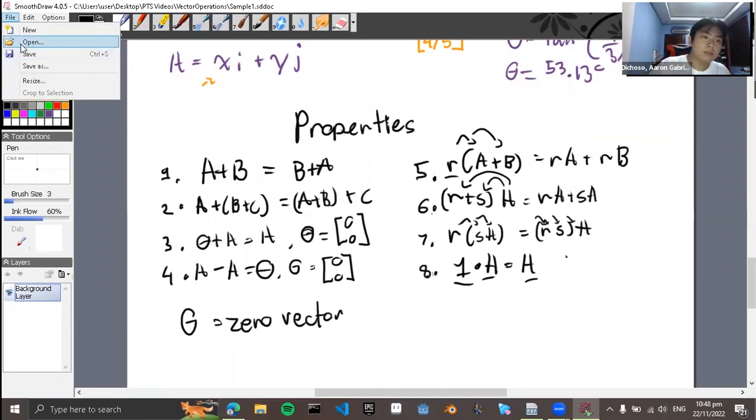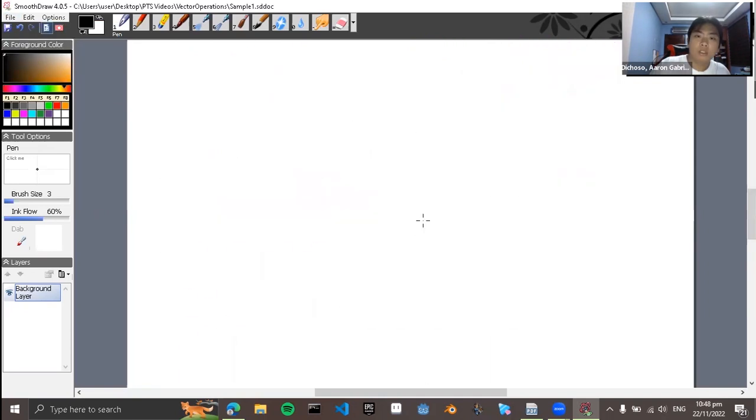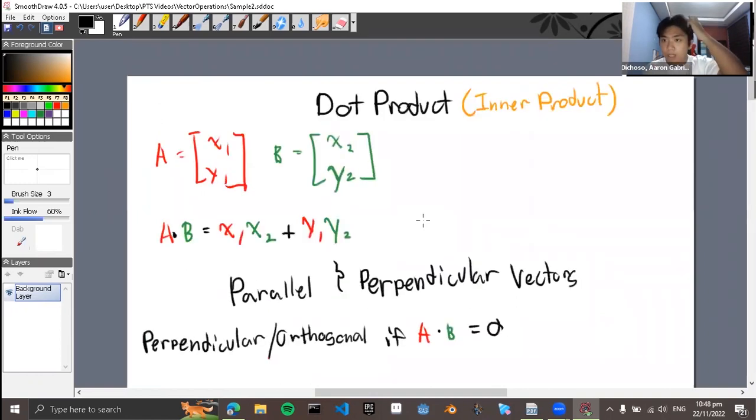Moving on, we are going to go into dot product. So dot product, or the inner product of a vector, is defined as such. So let's say A is equal to (x1, y1) and B is equal to (x2, y2). Then A dot B, yun yung symbol niya, is equal to x1 times x2 plus y1 times y2. So basically, you multiply the corresponding terms, and then you add it all up.